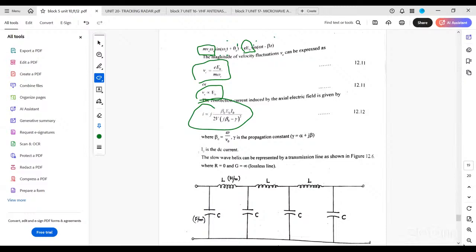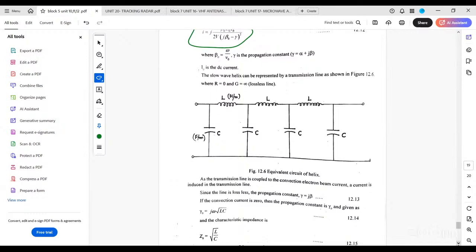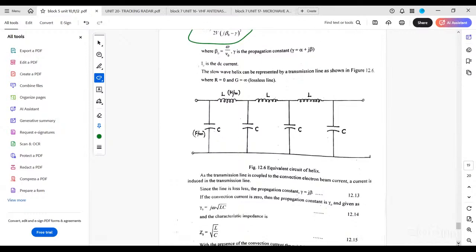Next, come to the diagram. What does this diagram represent? From this diagram, how many inductors and how many capacitors are connected? 3 inductors, L, L, L. With how many capacitors? 4 capacitors are connected. This is the equivalent circuit, an imaginary circuit, not exact, because that is a construction diagram. We are making it equivalent. Using this diagram, we will write impedance value.